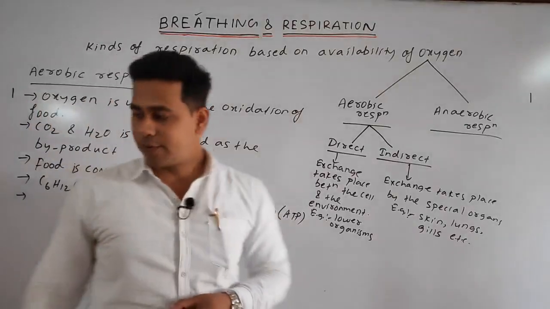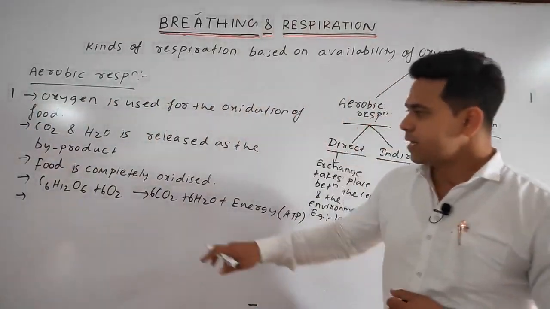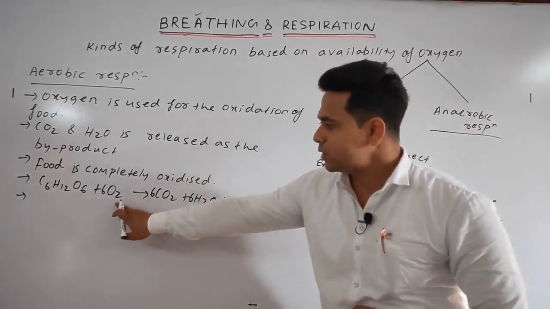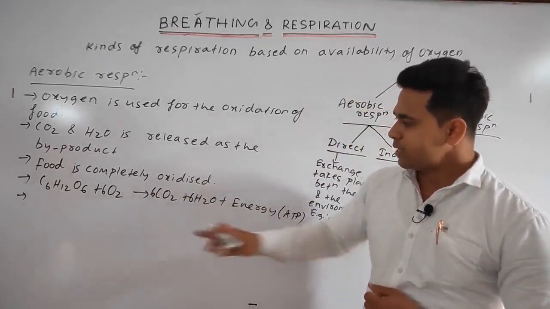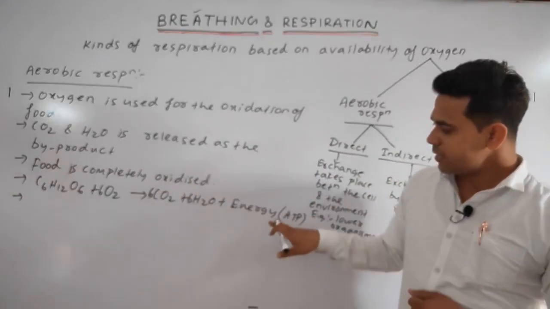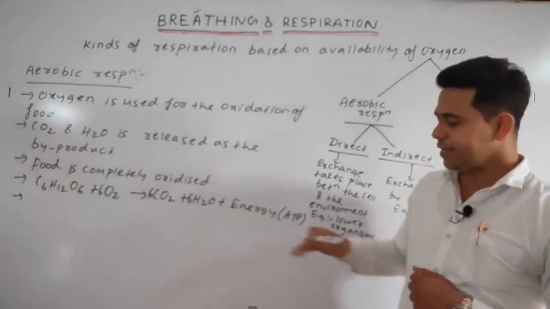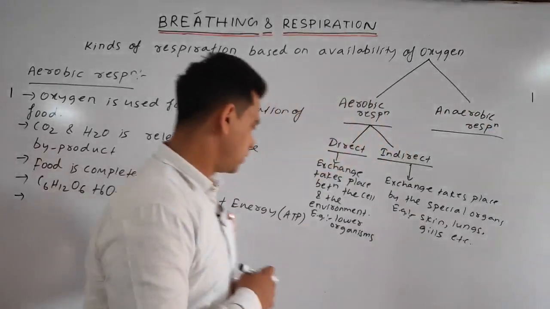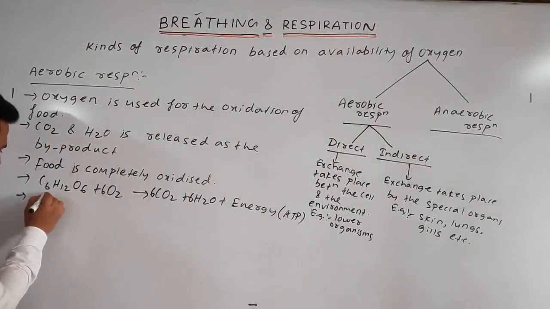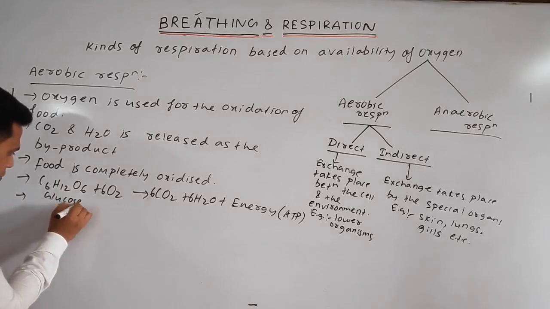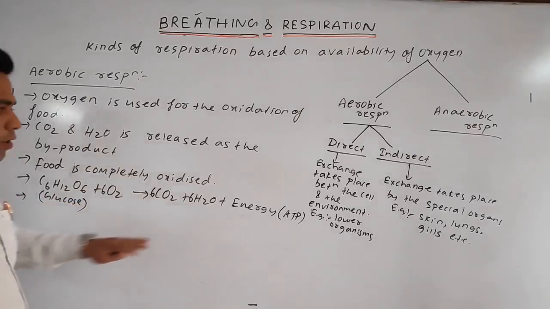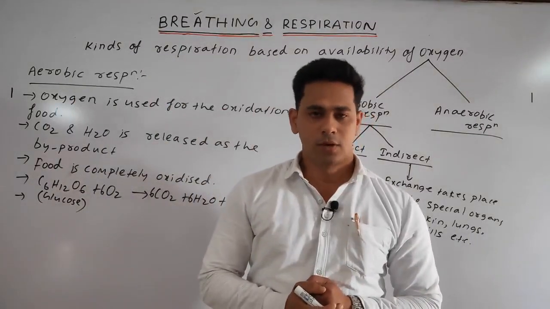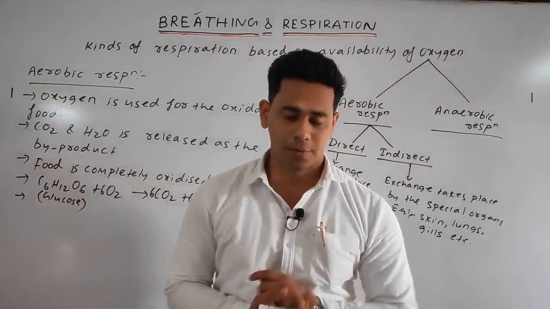Okay, so what is the equation? The equation is C6H12O6, which is your glucose molecule. When it is oxidized, the byproducts are CO2 and H2O, and obviously the energy is released, or the ATP. Students, now the question arises: from one glucose molecule, how many ATP are released, or we can say evolved?